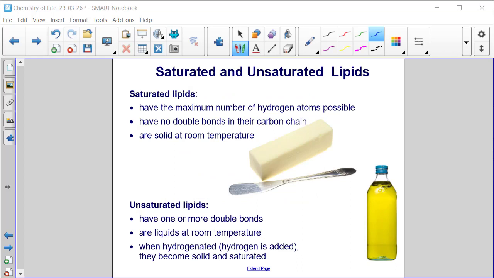Saturated and unsaturated lipids. Saturated lipids have the maximum number of hydrogen atoms possible. They have no double bonds in their carbon chain and are solid at room temperature. Unsaturated lipids have 1 or more double bonds. They are liquids at room temperature, and when hydrogenated, or when hydrogen is added, they become solid and saturated.